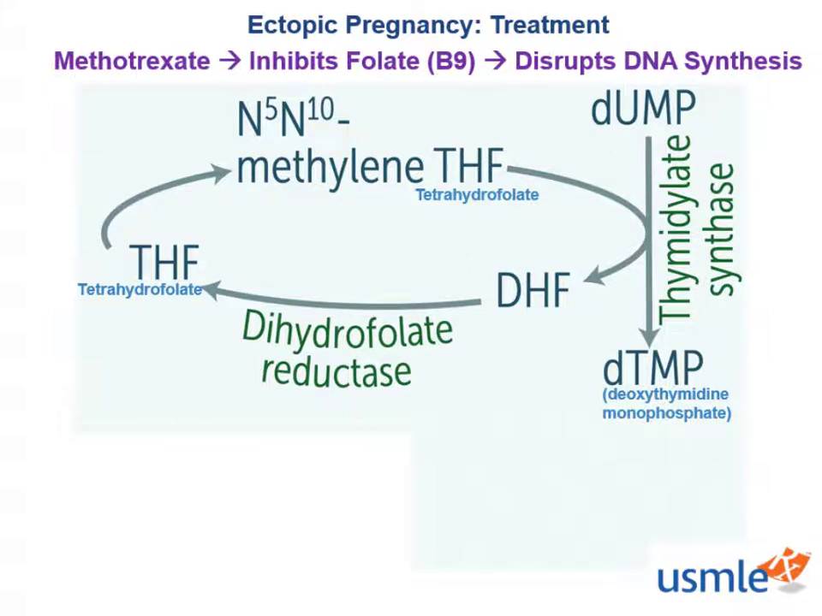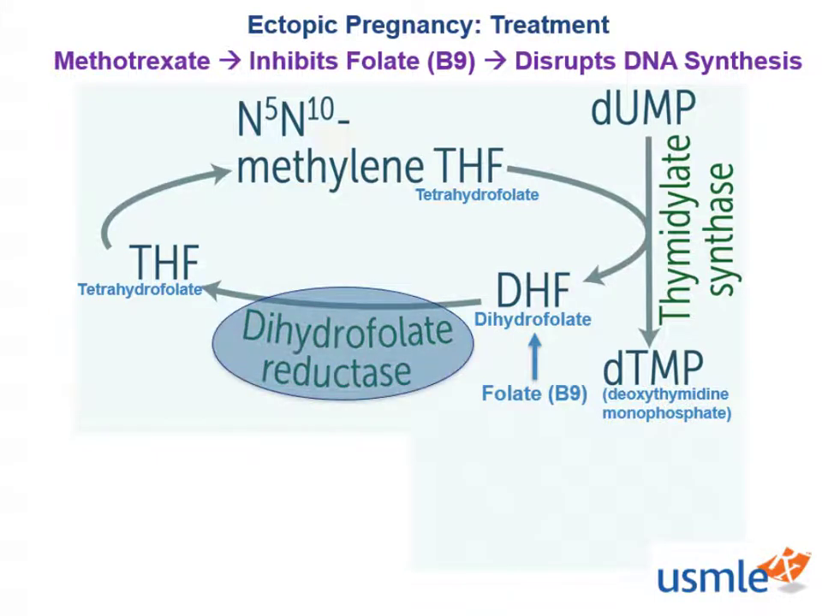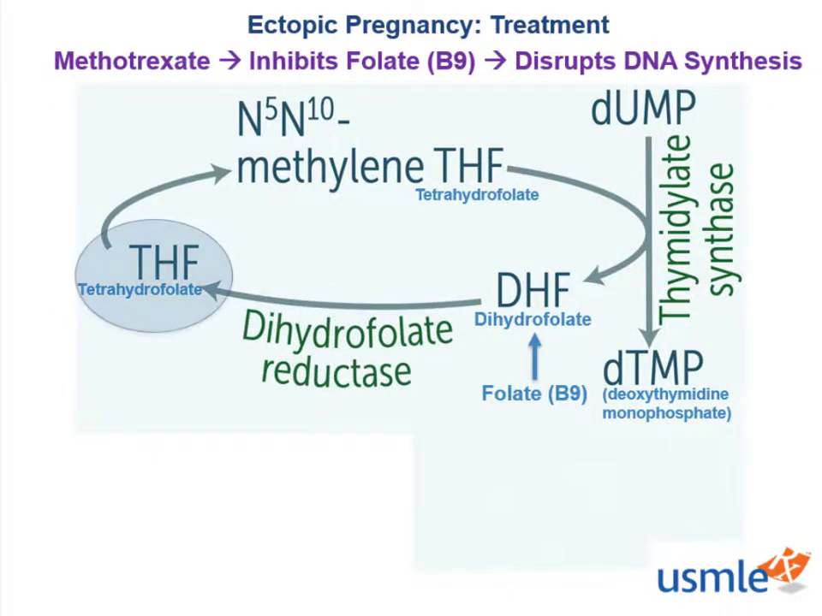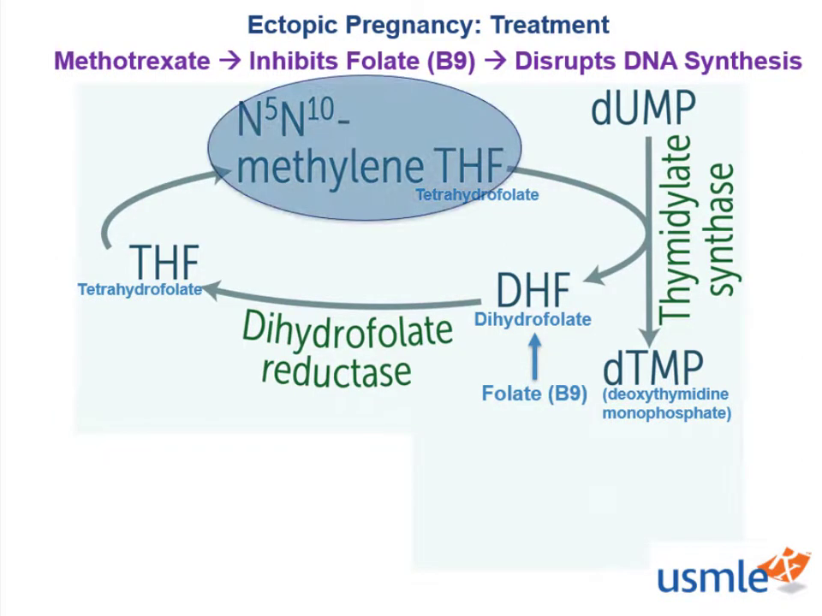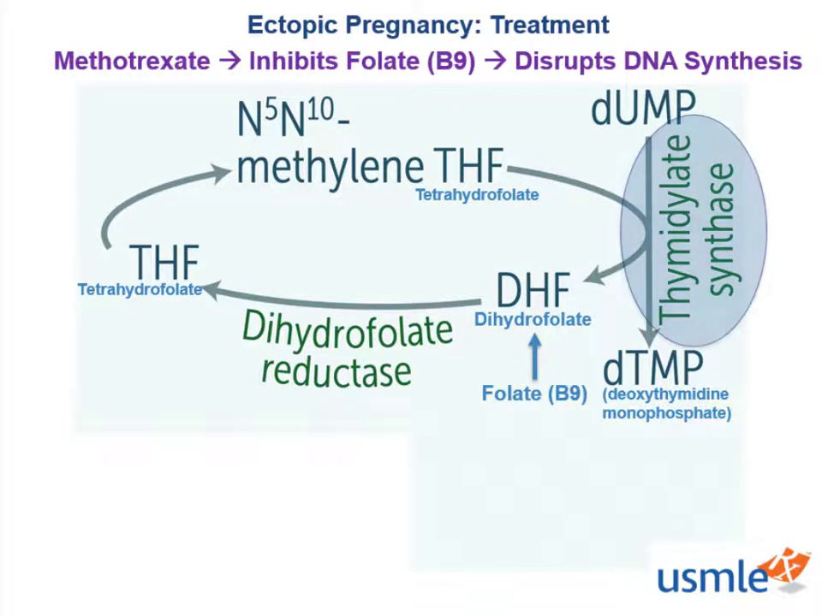Folate, vitamin B9, can be converted into dihydrofolate. Then, dihydrofolate is converted by dihydrofolate reductase into tetrahydrofolate. Tetrahydrofolate is converted into N5-N10 methylene tetrahydrofolate. And now we are ready for the big grand finale. Thymidylate synthase with N5-N10 methylene tetrahydrofolate serving as a cofactor and dUMP, deoxyuridine monophosphate, serving as a substrate, produces deoxythymidine monophosphate.